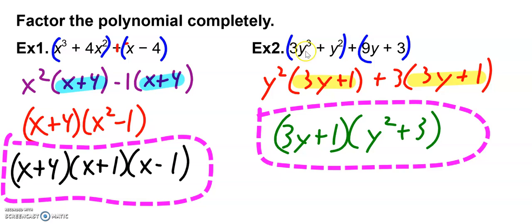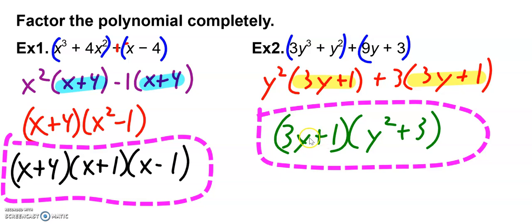Next one. Here, I grouped. I didn't have to worry about a minus this time. So from the first group, I pulled out a y squared, and I'm left with 3y plus 1. From the second group, I pull out a 3, and I'm left with 3y plus 1. Again, those are the same, so that's good.